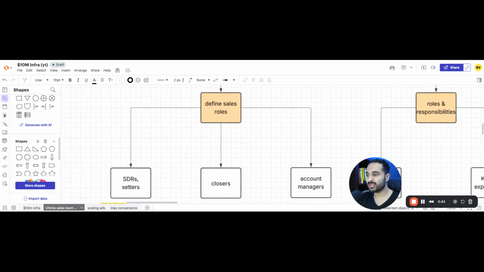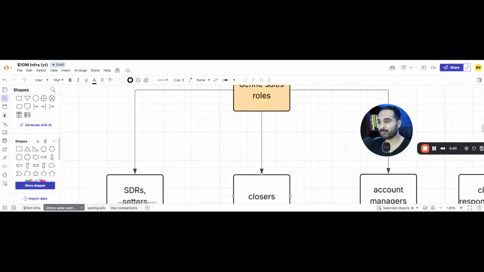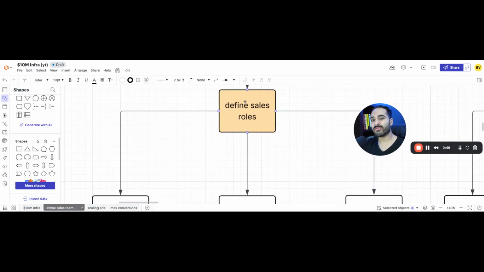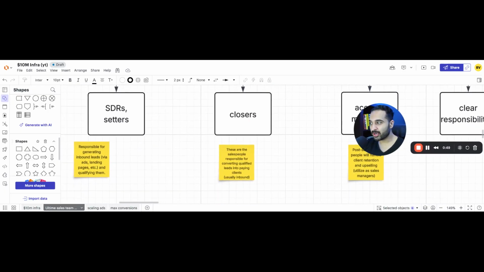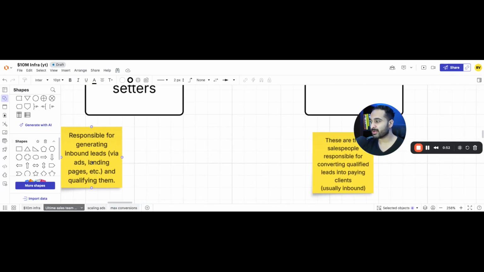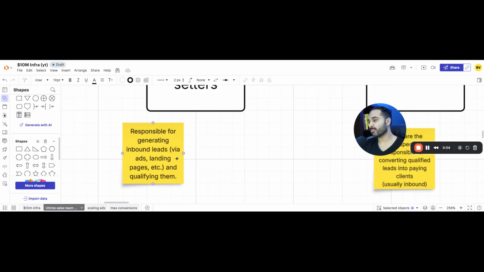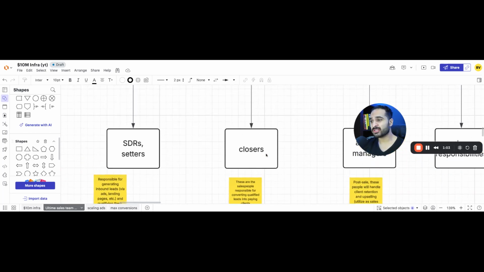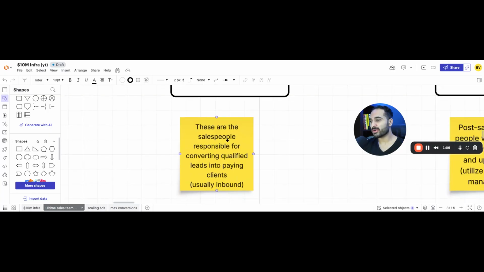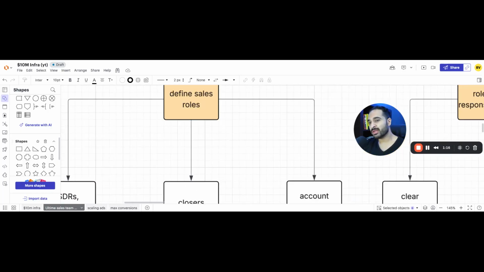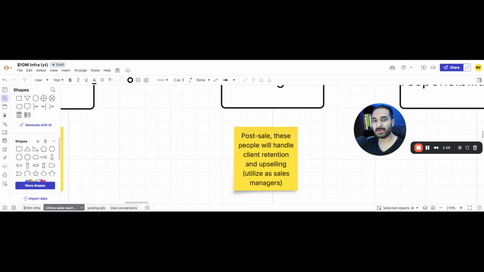First and foremost, you need to define the sales roles, right? You first need to define the sales roles clearly. So SDRs and setters, these are people that are responsible for generating inbound leads, whether that's via ads or they're doing outreach themselves. And they're qualifying them, right? They're triaging these leads. Then you have your closers. These are people that are responsible for converting those leads that showed enough interest to invest their time, right? Converting qualifying leads into paying clients. And again, usually this is inbound.